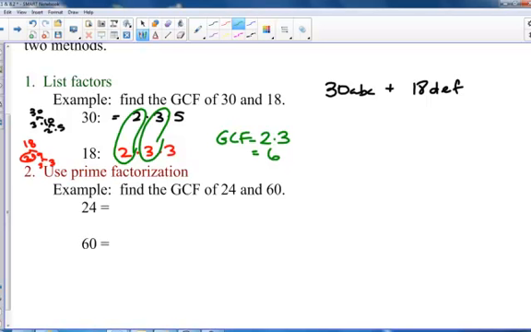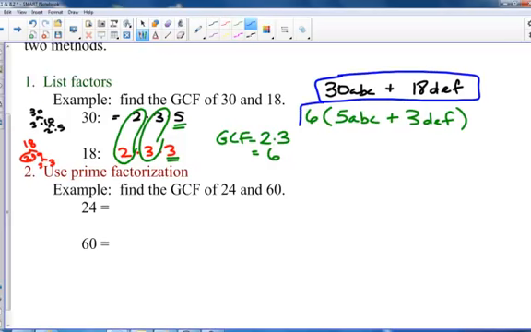So I could factor out a 6, and I would be left with 5, that's what's left in my 30, ABC, plus 3, DEF. So this is the exact same thing as this. It's kind of like factoring when you don't have that third term. It's factoring a binomial. And when you factor a binomial, two terms, you just take out the greatest common factor.